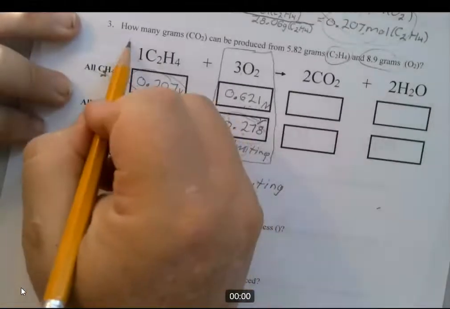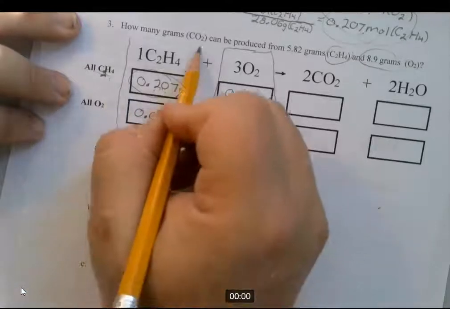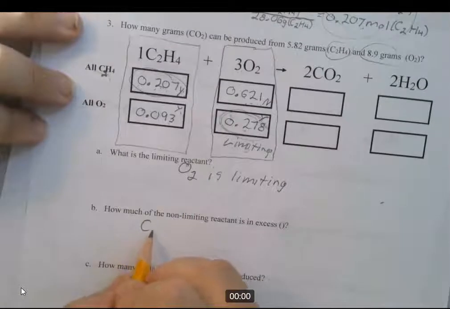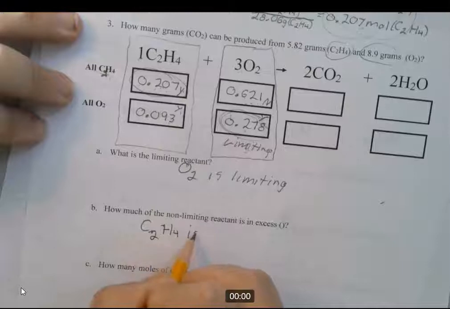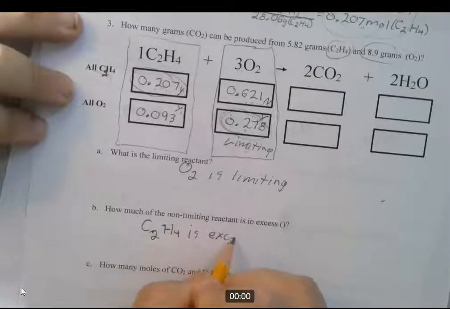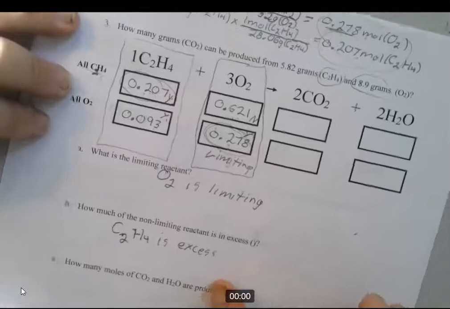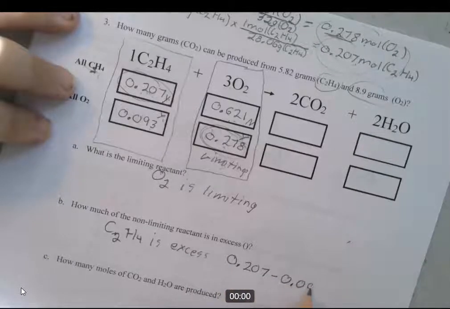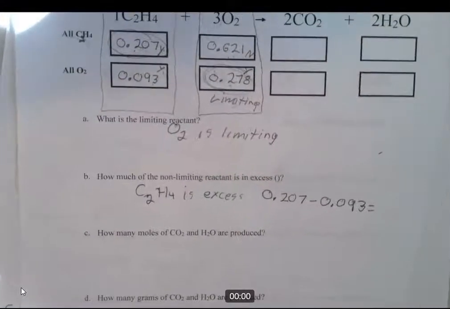That means the other one is the excess. It's the one that has 2 yeses in the column, yes and yes right there. So that means that C2H4 is the excess, and how much? It's just the bigger number minus the smaller number. It's never a negative number. It's a real amount. It has to be a positive number. Kind of going off a little side there. So just do that on your calculator.